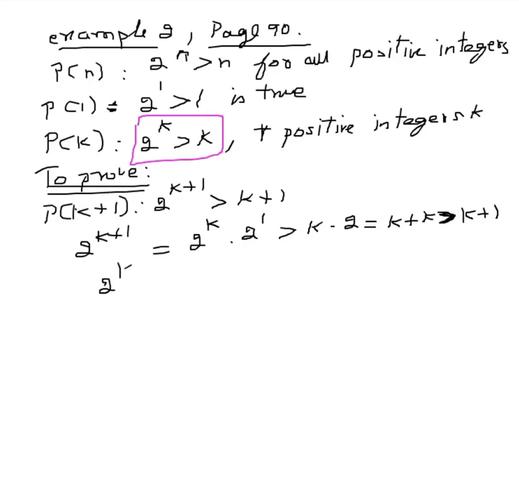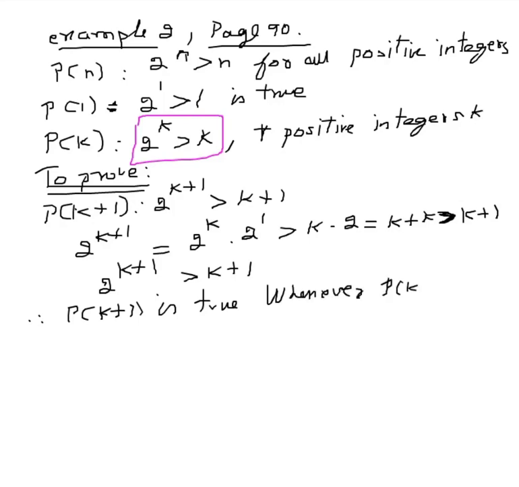Therefore, we have proved that 2 power k plus 1 is greater than k plus 1, and it is true for all positive integers. Therefore, P of k plus 1 is true whenever P of k is true. Therefore, P of n is true for all n belonging to capital N.